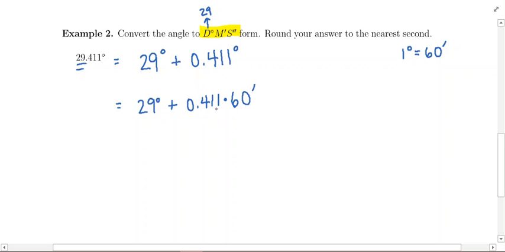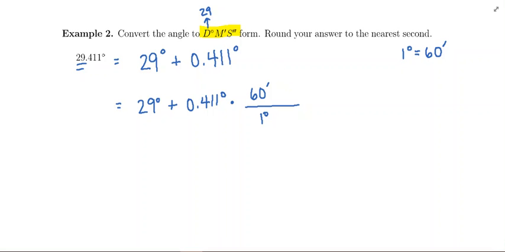So we're going to take the 0.411, which is basically the fraction of the number of degrees that we have, and we know that there's 60 minutes in 1 degree. Let me write this a little clearer, just so you can see what I'm doing here. The 0.411 degrees, we're multiplying it by a conversion factor. We're multiplying by a fraction. We want degrees to cancel out, and we want to be left with minutes. We know that 1 degree is the same thing as 60 minutes.